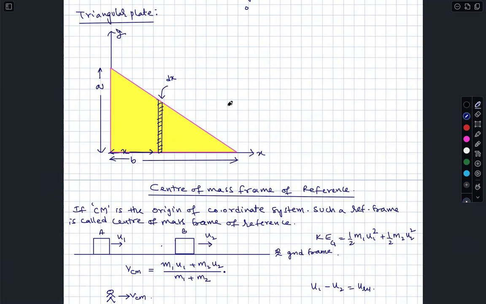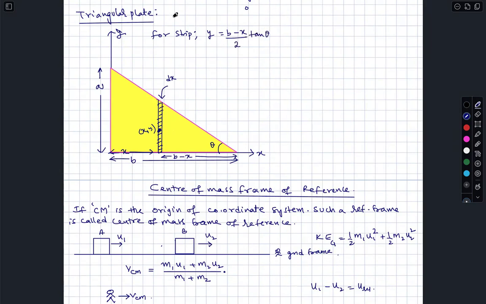Now, please try to understand. This is b minus x. You know the center of mass of this strip is located at x, (b minus x) by 2 tan theta. This is theta. So what is the y center of mass coordinate of the strip? This is x comma y, for example. Y is nothing but (b minus x) by 2 tan theta.